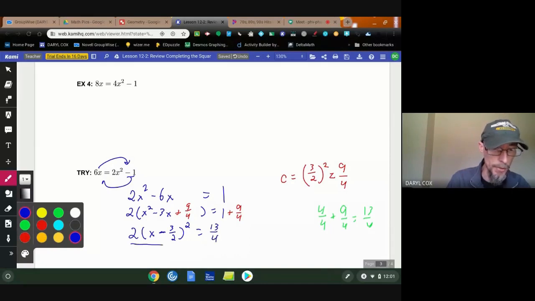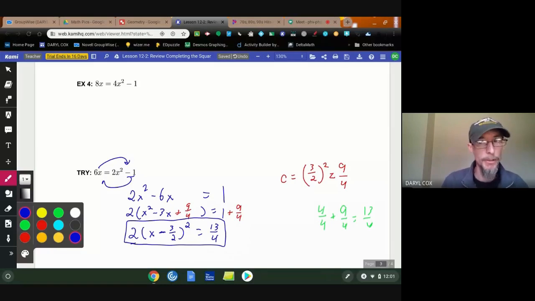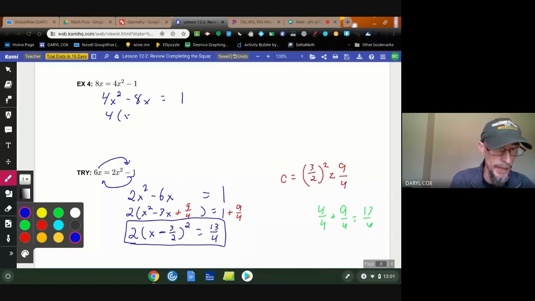So yeah, you can do this with fractions too. Nothing fancy. Takes a little practice. Don't be afraid of fractions. Why don't you try the next problem? Go. So we're looking at this one. I'm going to do the same thing. I'm going to move over my variables. We're going to factor out the 4. That's going to leave me x squared minus 2x, leaving a little space.